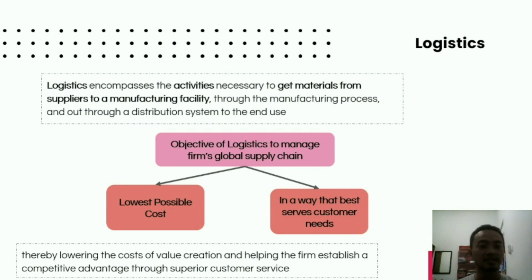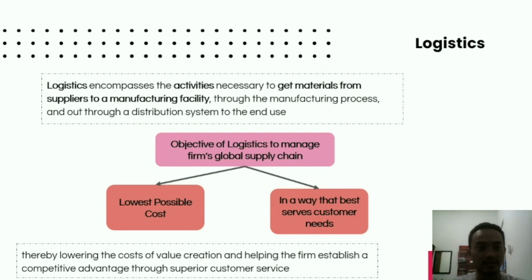Logistics encompasses the activities necessary to get materials from suppliers to a manufacturing facility, through the manufacturing process, and out through a distribution system to the end user. So the objective of logistics is to manage the firm's global supply chain so it can achieve the lowest possible cost and in a way that best serves customer needs. Thereby, logistics is lowering the cost of value creation and helping the firm establish a competitive advantage through superior customer service.